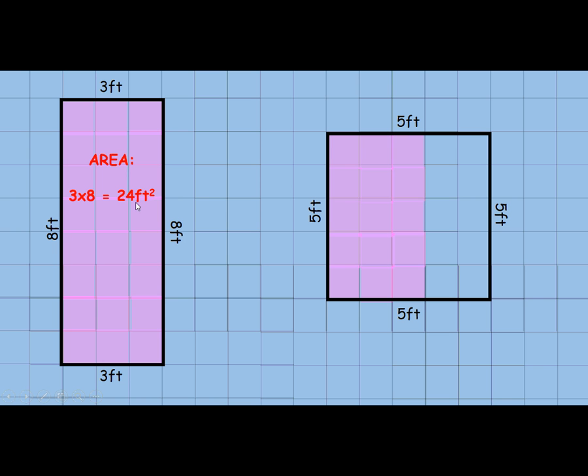If you count the squares, we're going to get 24 squares in the room on the left, so its area is 24 square feet. In the room on the right, we get 25 squares, so it's 25 square feet. So when we talked about perimeter, the room on the left was larger, but when we talk about area, the room on the right is larger. We'll come back to those formulas shortly.